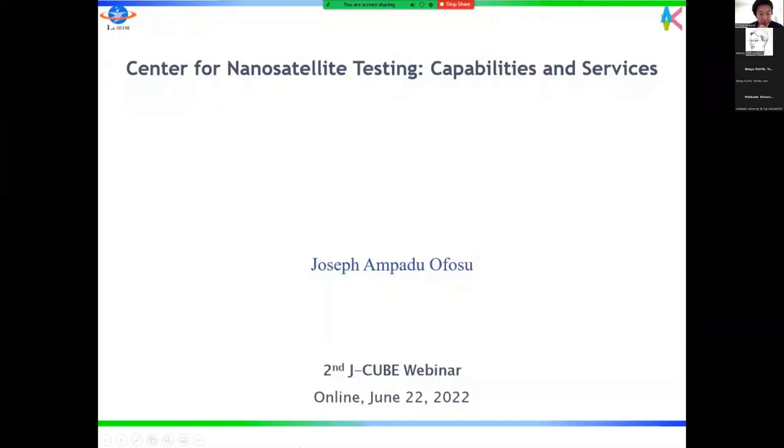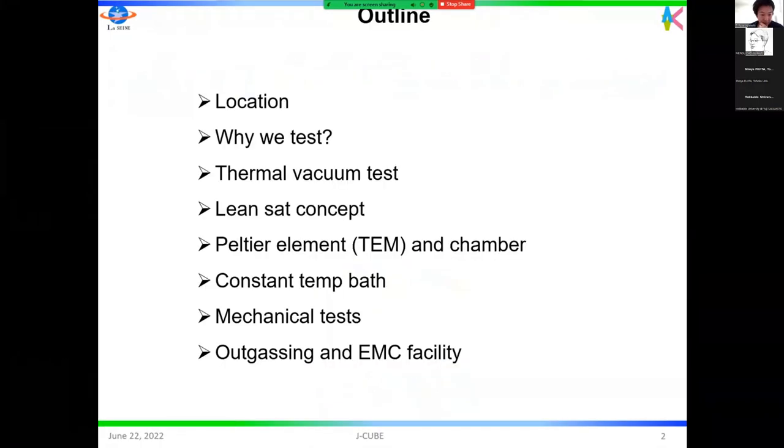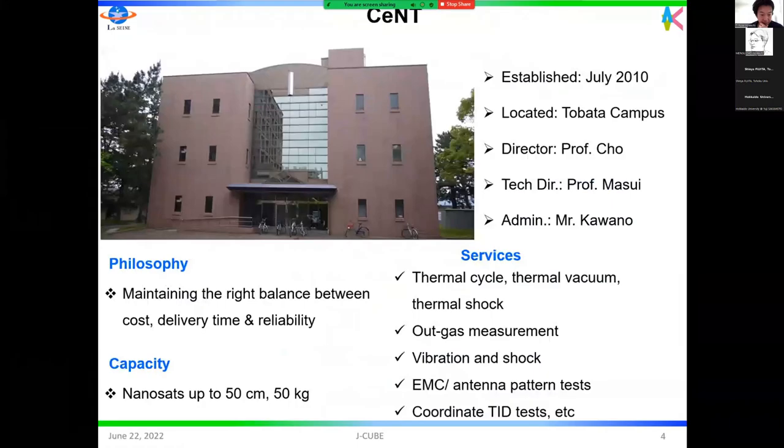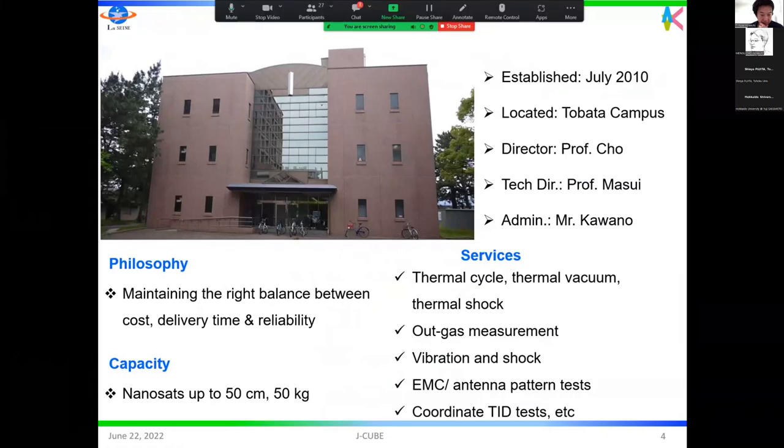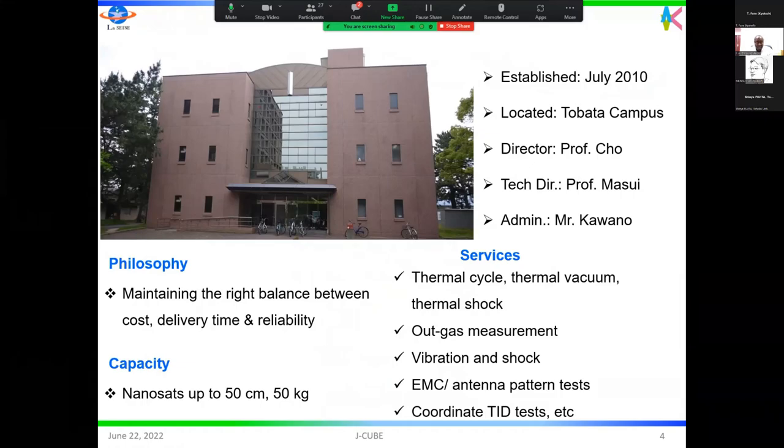Can you see my screen? Okay, now, yes. So I'd like to talk about what kind of capabilities we have at the Center for Nanosatellite Testing, which belongs to Q-Tech. So basically, our main philosophy is to maintain the right balance between cost, delivery time, and reliability.